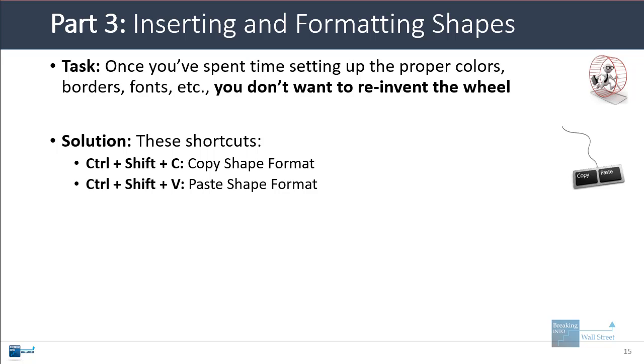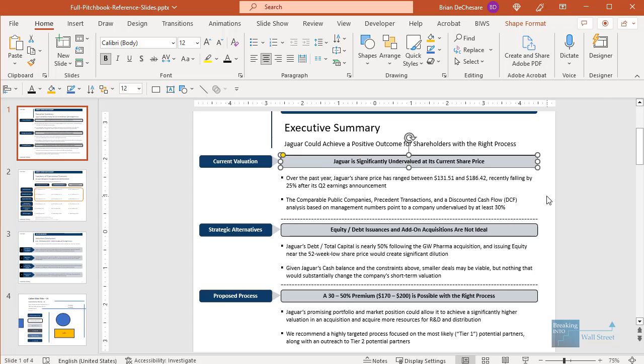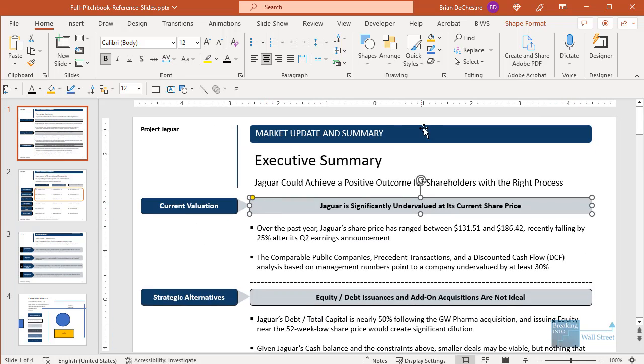Control+Shift+C will copy the shape format, and Control+Shift+V will paste the shape format. So again, press and hold Control, press and hold Shift, and then press C and release all these keys at once to activate the shortcut. Press and hold Control, press and hold Shift, and then press V and release everything at once to activate the paste shape format command.